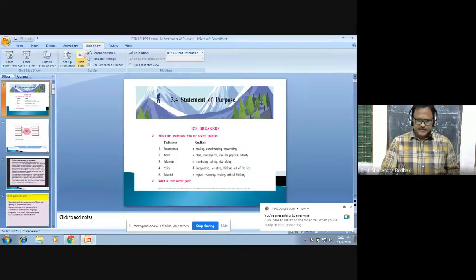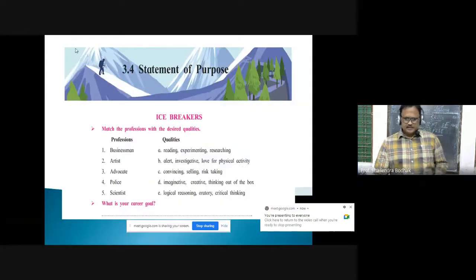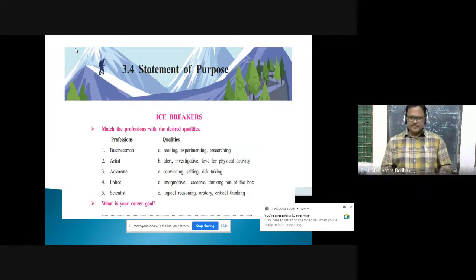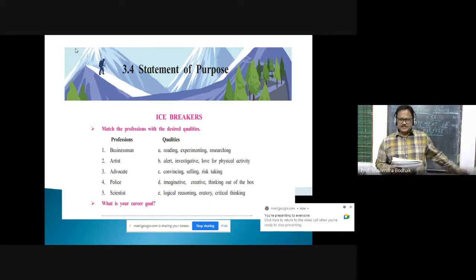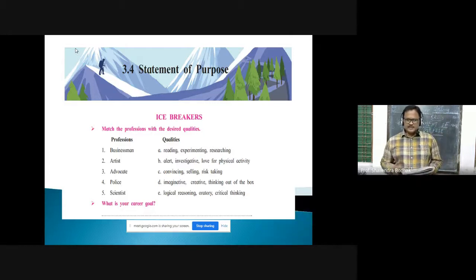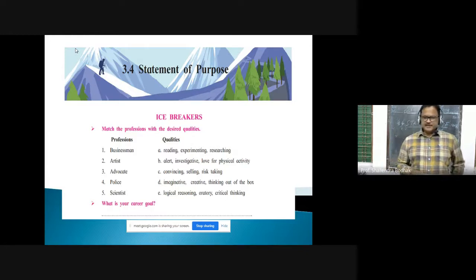Now here I have slides with me, and there are some professions and the qualities which are required. Like businessman is there. What qualities a businessman requires? He should be convincing or selling, risk taking. Then artist, what qualities are required for an artist? So artist must be imaginative, creative, thinking out of the box.